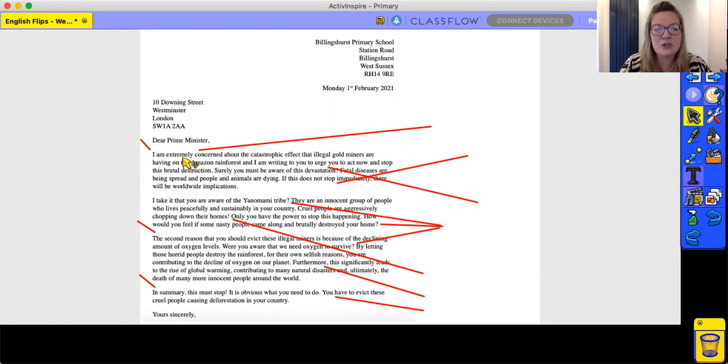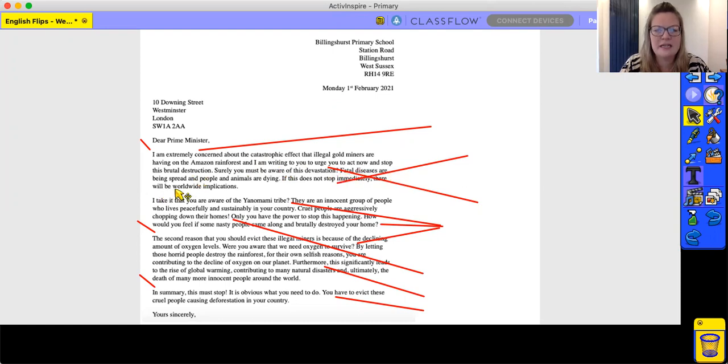Vocabulary such as "extremely concerned" makes it seem like a really important issue. It makes it feel like you are passionate about the catastrophic effects that illegal gold miners are having on the Amazon rainforest. And I, again, that personal pronoun, "I am writing to you to urge you to act now and stop this brutal destruction. Surely you must be aware of this devastation."